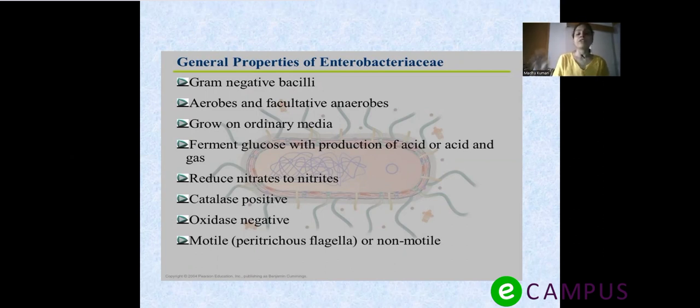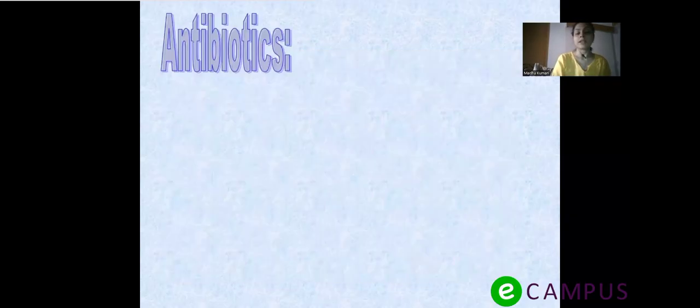So Enterobacteriaceae have a rod-shaped structure. They are aerobes and facultative anaerobes, grow on ordinary media, ferment glucose, and reduce nitrates into nitrites. They are catalase positive, oxidase negative, motile or non-motile.